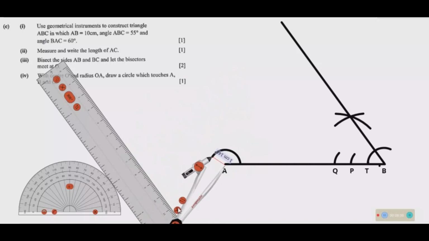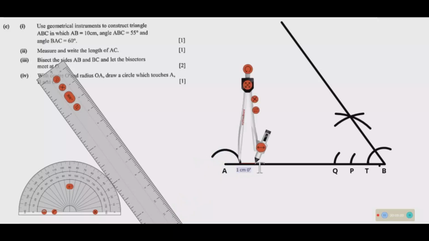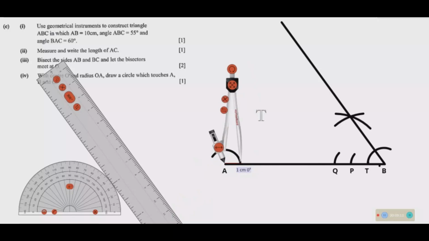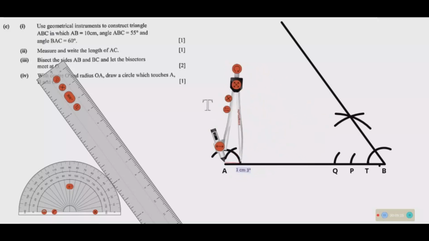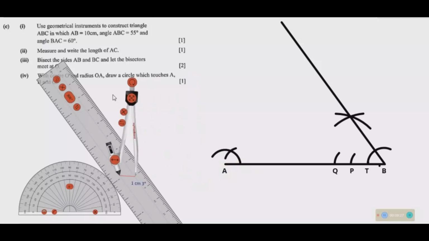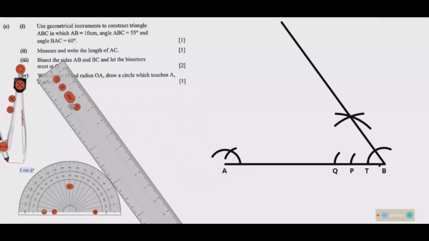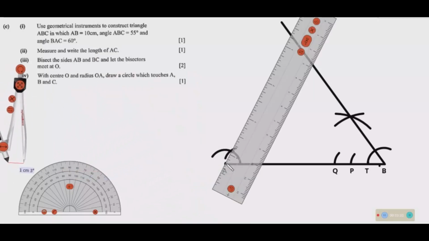The next thing we're going to do is draw another arc. We do it like this, then we draw the arc. Once we construct it, we put our compass here, then we get our ruler. Now we draw the line. Make sure the line is as long as possible.